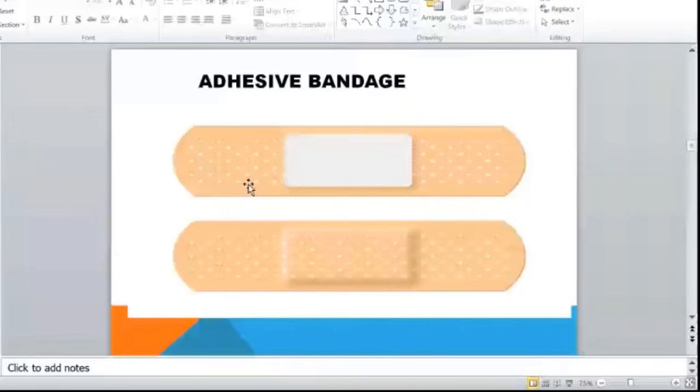So on the next slide, we have the adhesive bandage. I hope you have seen this a lot. This is very common, right? Which type of wound do we use this bandage for? What do we use it for? Look at how small it is. It's very small, right? This is a very common one that we use.